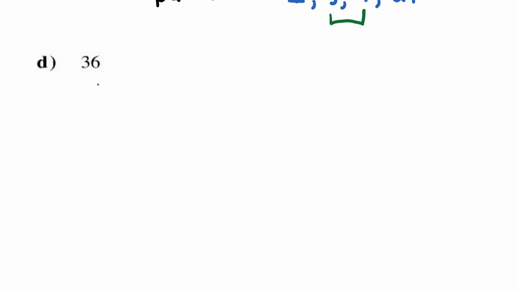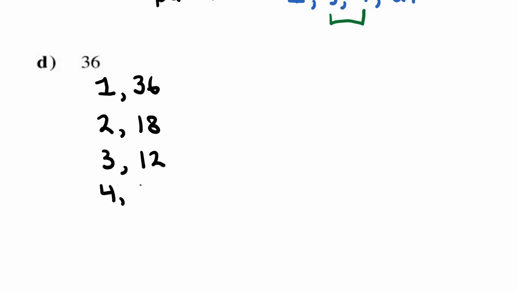Factors of 36. The smallest number is always going to be 1. So 1 times what will give you 36? That's going to be 36. Then 2 times what will give me 36? That's going to be 18. And then 3 times what will give me 36? That's going to be 12. Then 4 times 9 will give me 36. And finally, the last factor pair is 6 times 6. These are all the factor pairs.